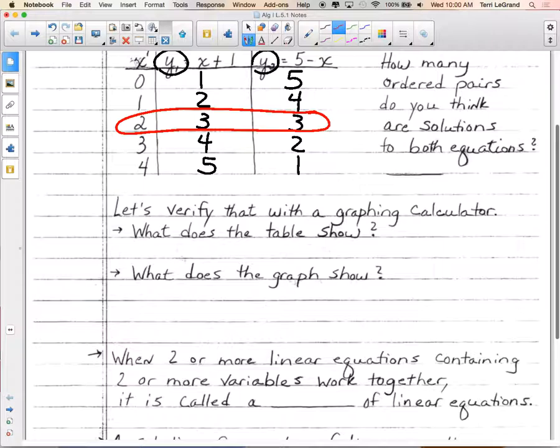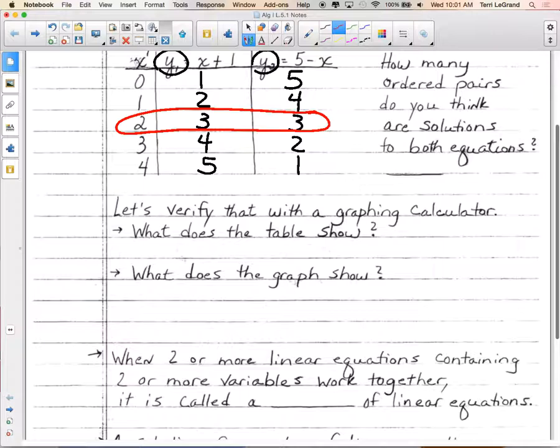No. Because what's happening on the graph? It crosses. They're crossing, and where are they crossing at? At ordered pair 2, 3. At ordered pair 2, 3, they should be intersecting. Do you think they are? Or are we making that up? Looks like it. Okay, press the trace key and see if you can figure it out that way.